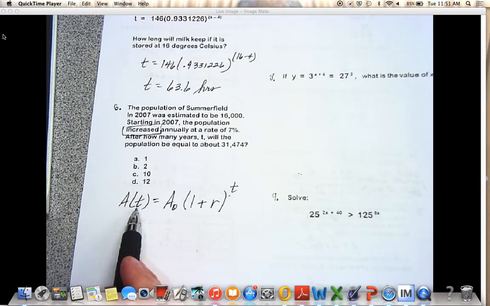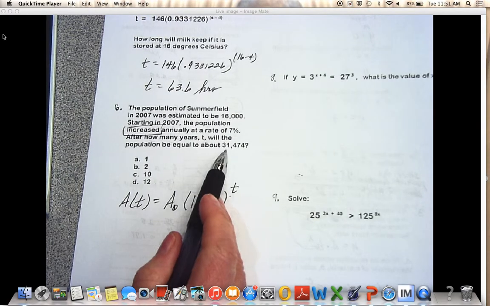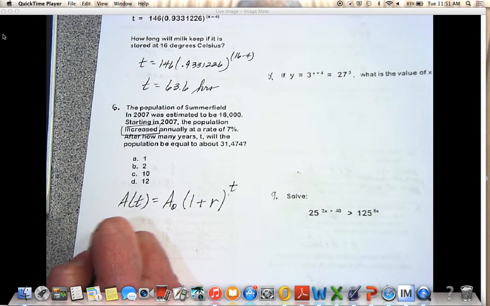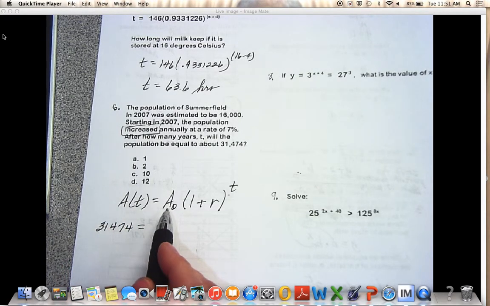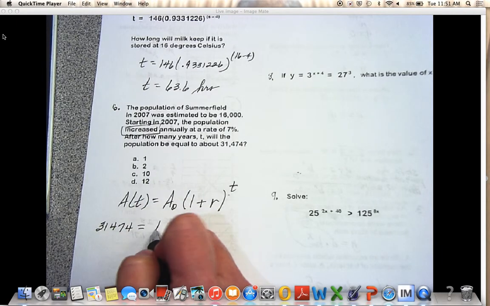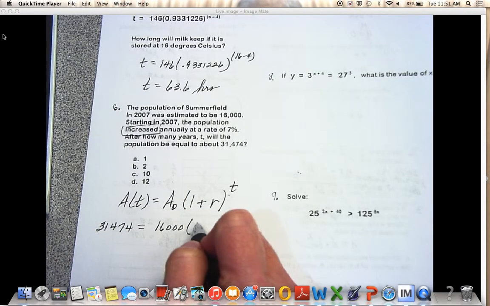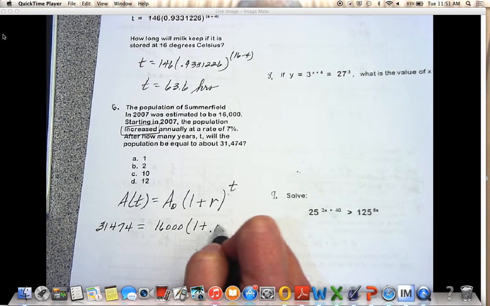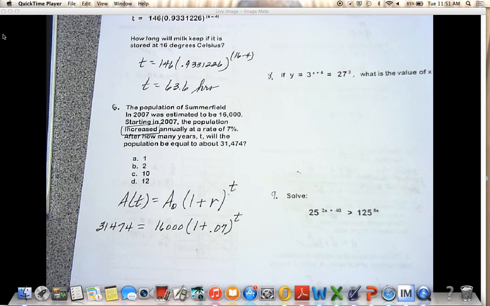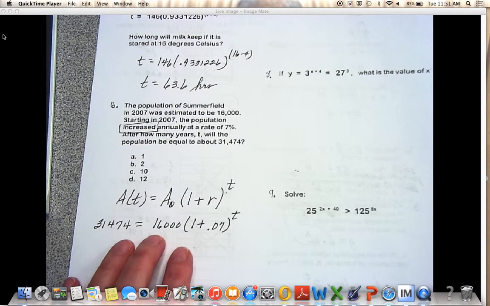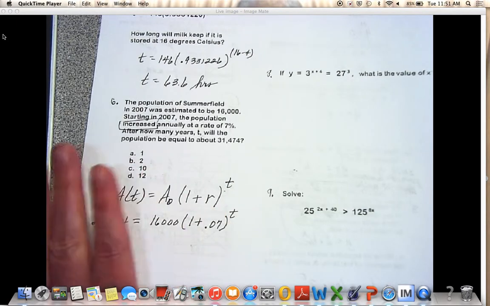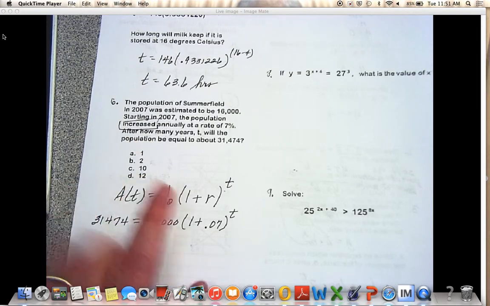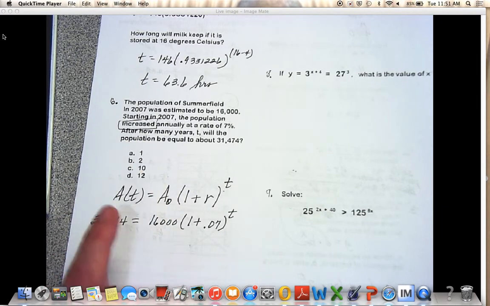The amount that we had after a certain time period is 31,474. The A sub O is the original amount, 16,000. Of course, it's 1 plus our rate, 0.07, raised to the T. Alright, this is a little tricky having that exponent up there. But the beauty of this on your test is that it's multiple choice, so with these times, we need to figure out which one of these times is going to give us this answer. Alright, so you're going to plug in.